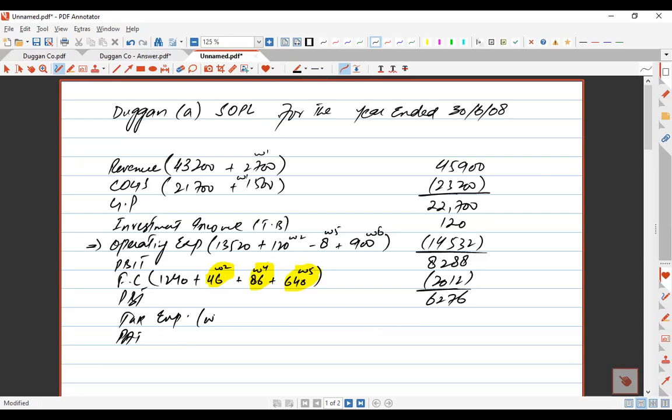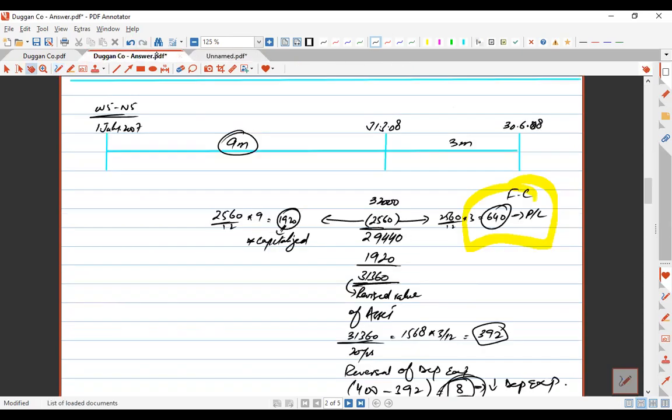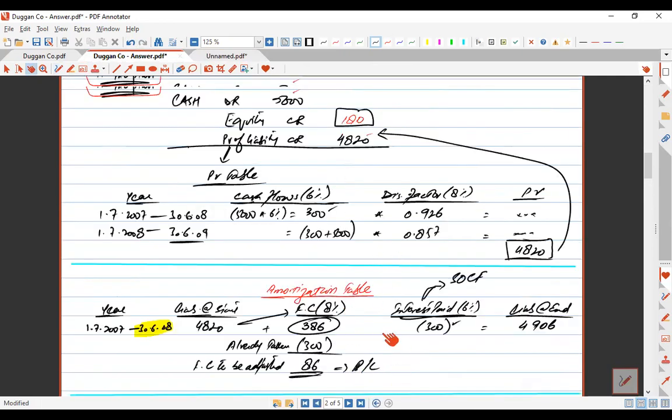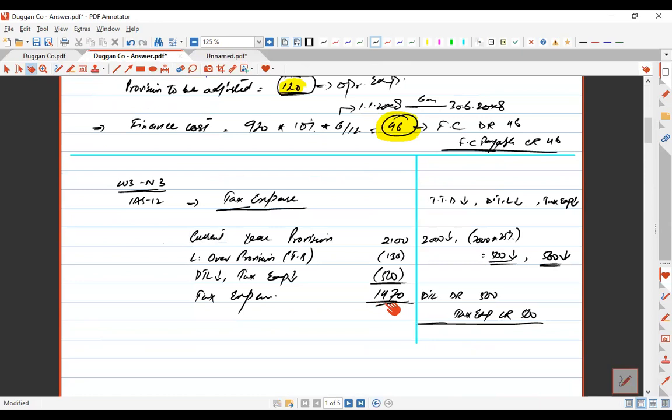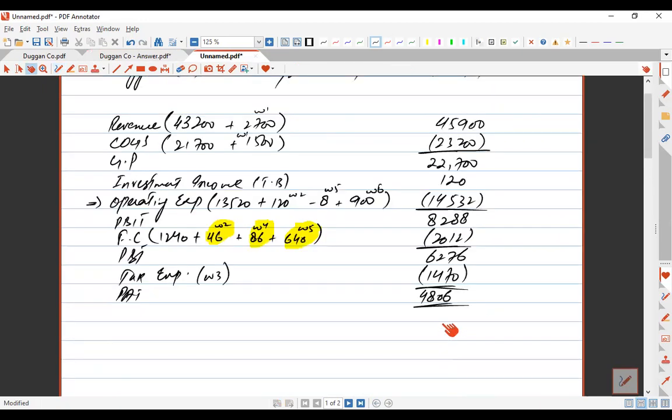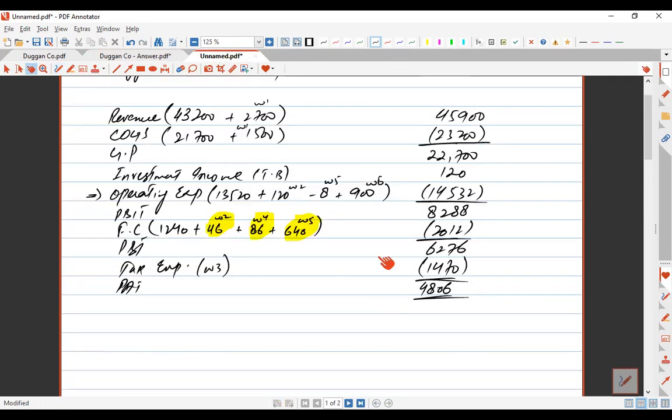By the way, tax expense we have calculated under working number 3. So just picking the values and reporting to the relevant place. Under working 3, we calculated tax expense of 1470, and profit after tax for the year is calculated as 4806. Second requirement is to calculate. So we have completed part A of the question.